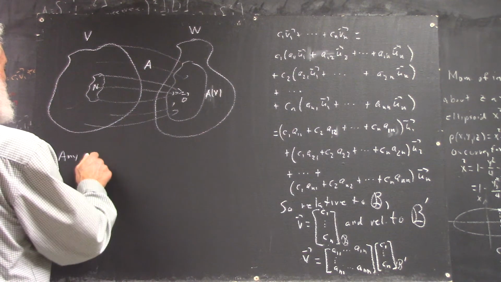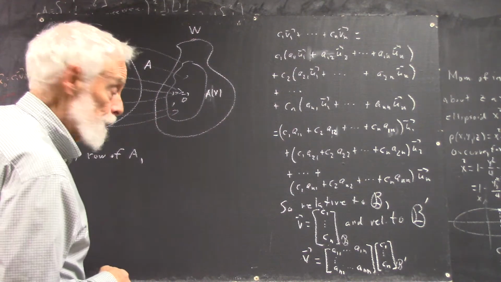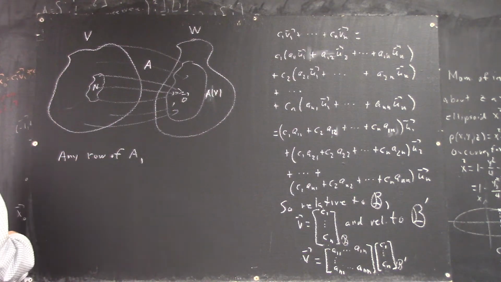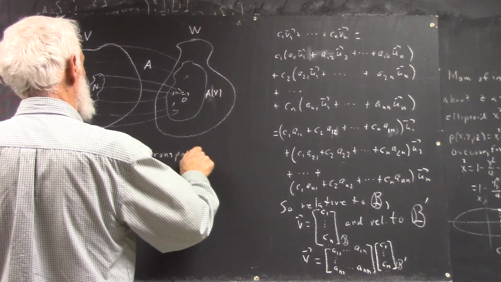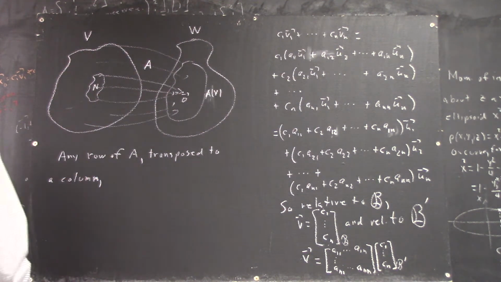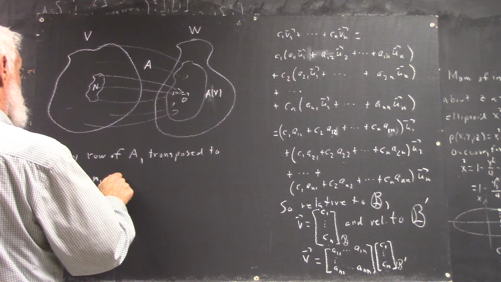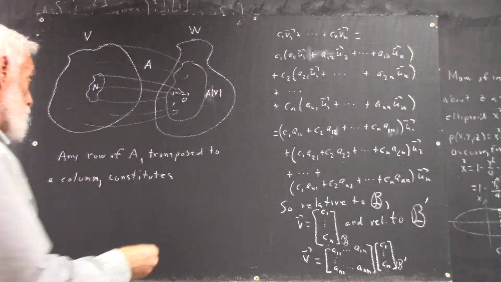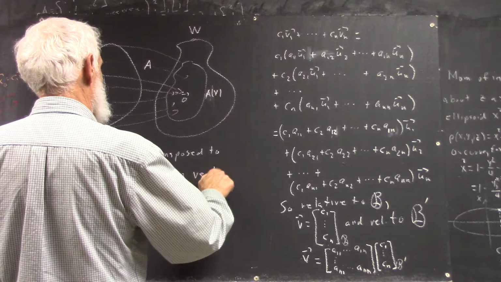So any row of A, assuming we've got the matrix representation according to some set of bases, okay? Any row of A transposed to a column, there's a simpler way to state this, but I'm going to say constitutes a vector.